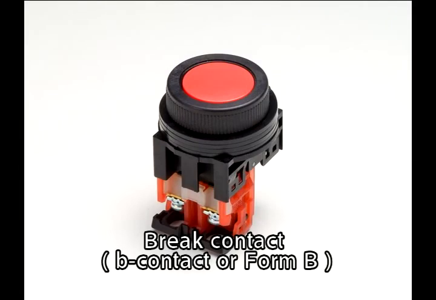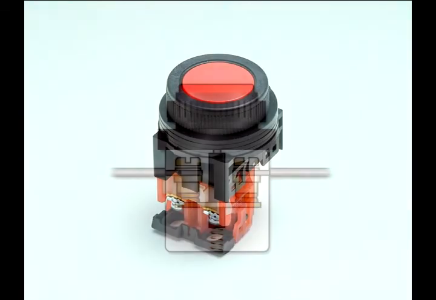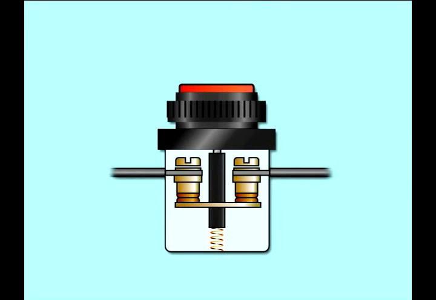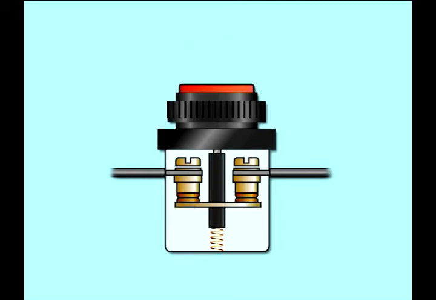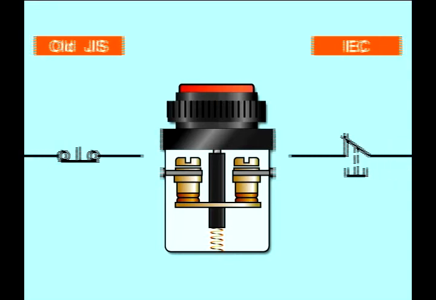Break contact is also known as B contact or form B. If B contact is not in operation, the circuit remains closed and the on state is maintained. The circuit is open and the off state is maintained only while B contact is in operation. Because of this, the indication NC, or normally closed, will often appear on the B contact terminal.